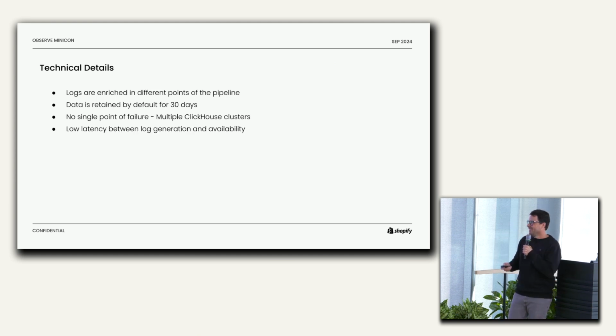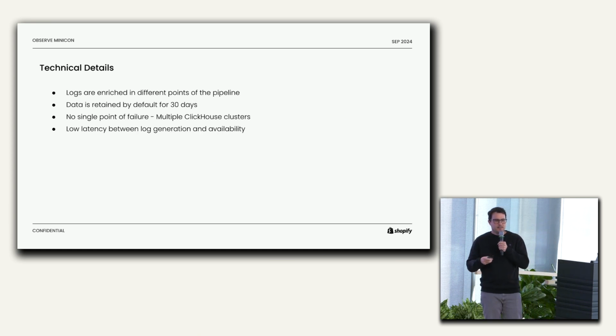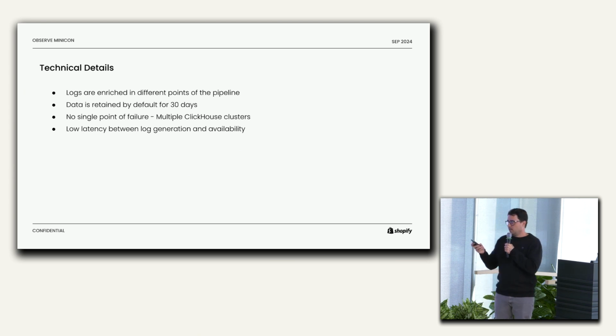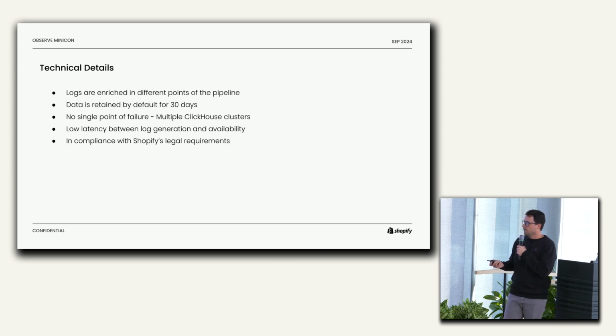Here we go. Low latency between log generation and availability. It varies a little bit. If you go to Observe, it varies a little bit if you search for core structured, core, Nginx, catch-all. But for Nginx, for example, we have a latency of maximum 2 minutes from the moment the log is produced by the pod until it's available in Observe. We are completely in compliance with Shopify's legal requirements. So the retention is just one example of the legal requirements, but access control is another one.